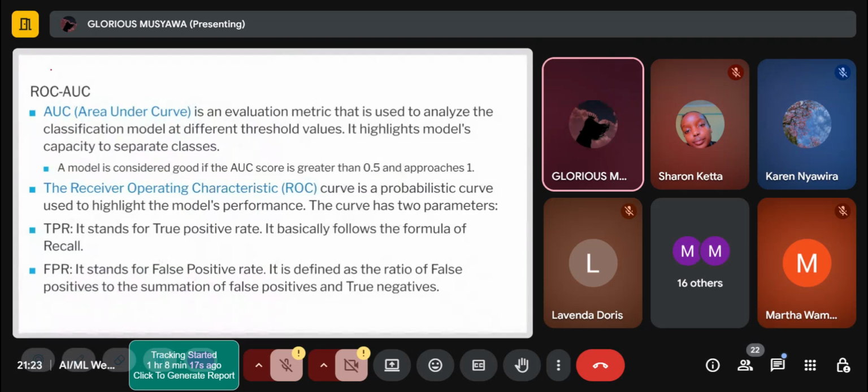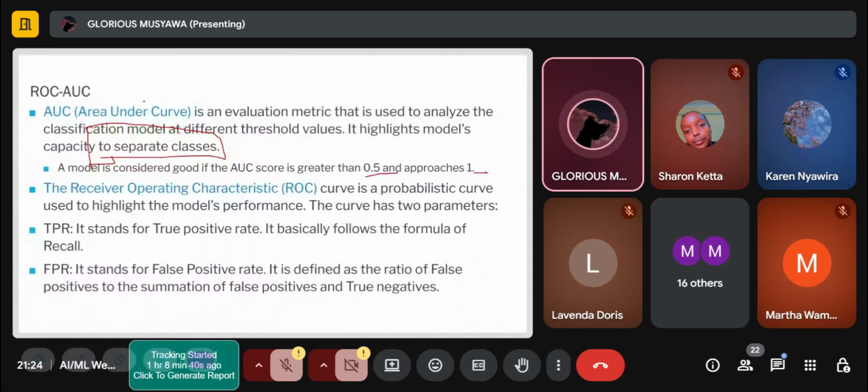So yeah, it's an evaluation metric that is used to analyze the classification model at different threshold values. It highlights the model's capacity to separate classes. It's actually very useful in the real world. A model is considered a good fit if the AUC score is greater than 0.5 and approaches 1.